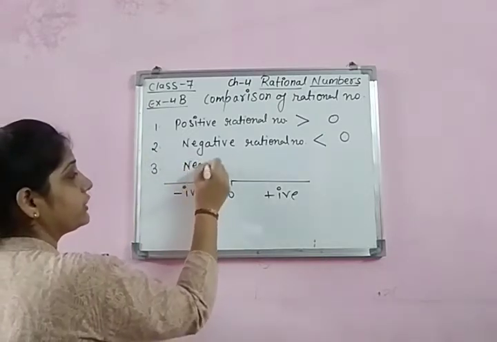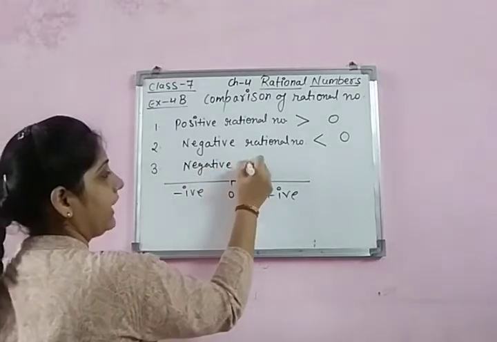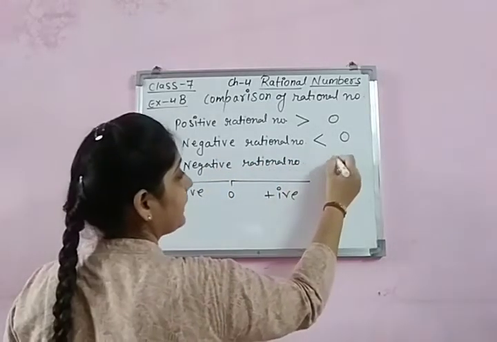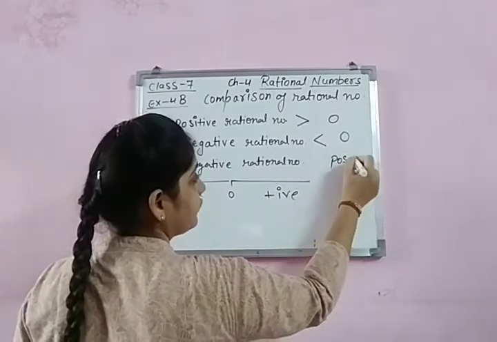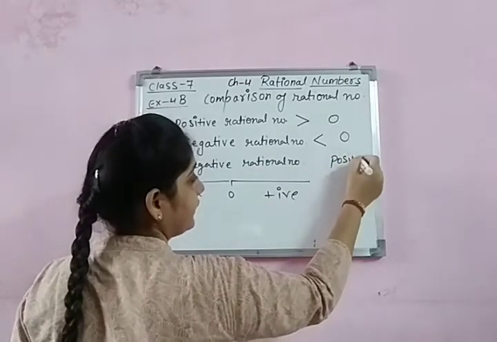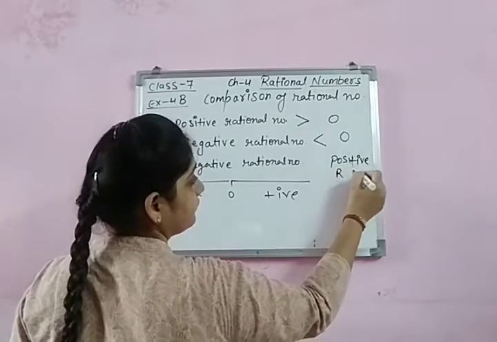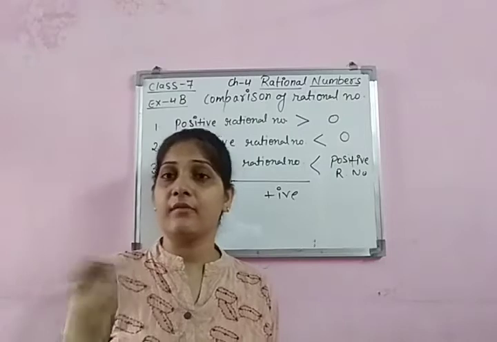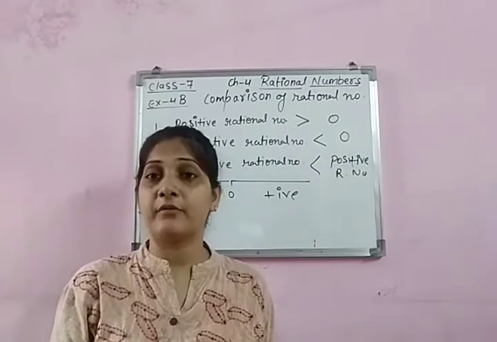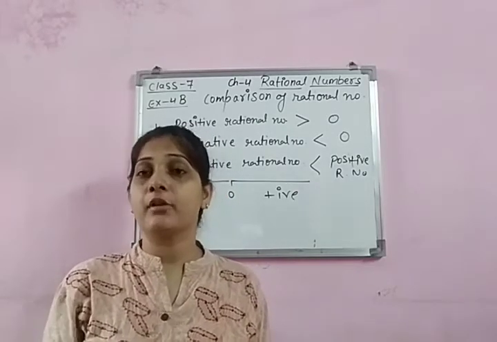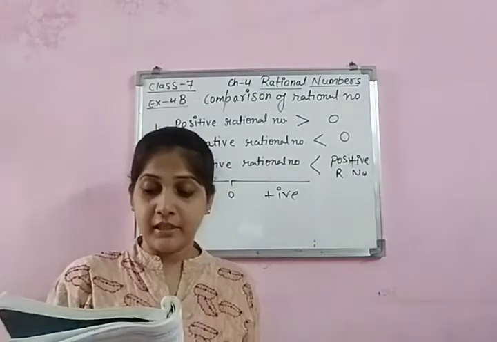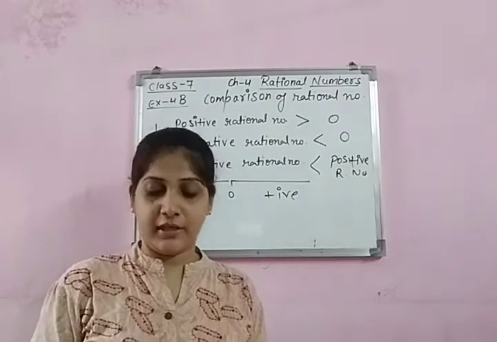Now a negative rational number on one side and a positive rational number on the other side, and if you want to compare, which one is bigger? Definitely positive. Yes. If one rational number is negative, one is positive, and we want to compare which is bigger, definitely the positive rational number is bigger. So remember these concepts. Now let's do some questions based on this.